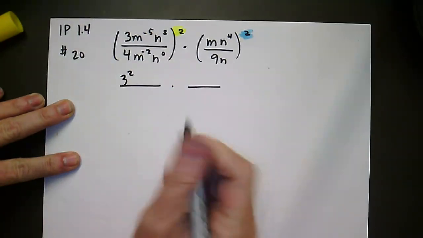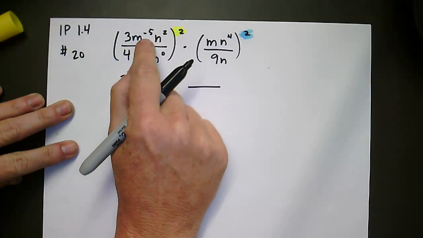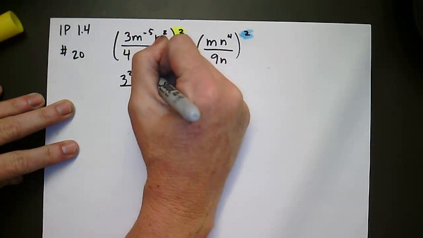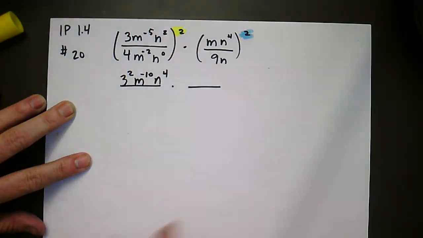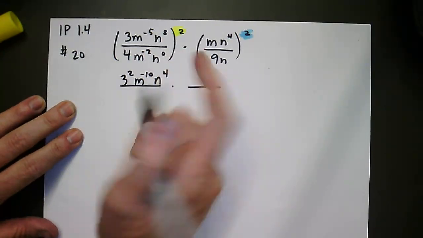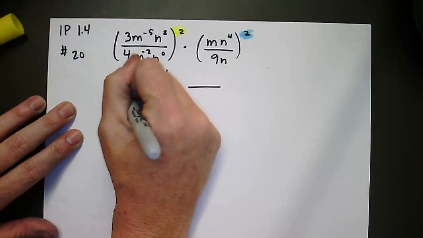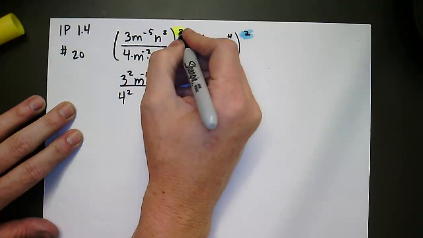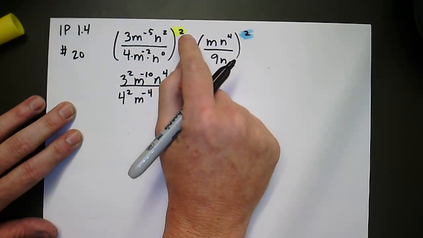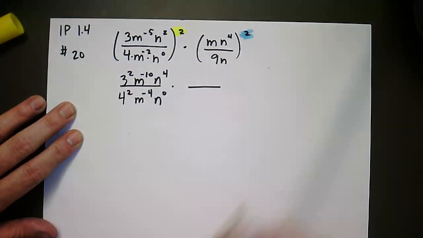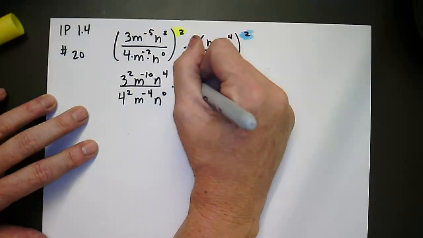So I get 3 squared. M to the negative 5 is being squared. I need to apply my rules. Negative 5 times 2, negative 10. N to the second power is squared, so that's n to the fourth. Every term in the bottom is getting squared, right? They're all connected with multiplication, so every piece is being squared. 4 squared, m to the negative 2 times 2, m to the negative 4, n to the 0 squared, 0 times 2 is 0.